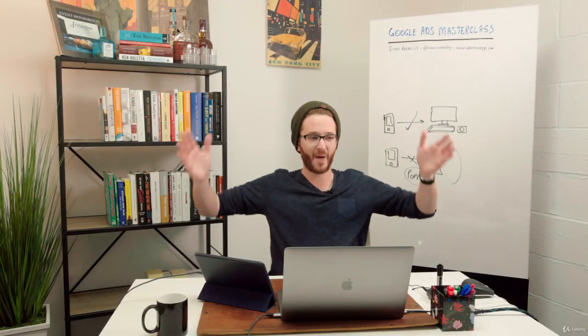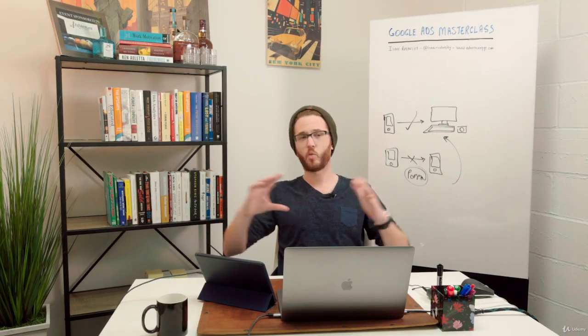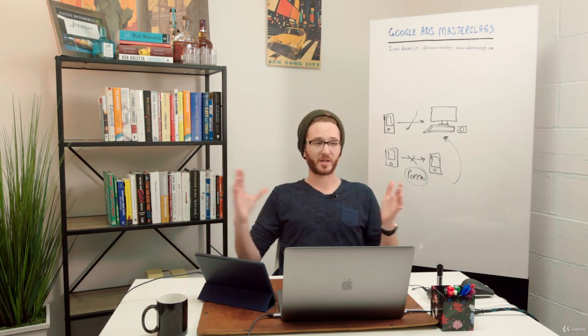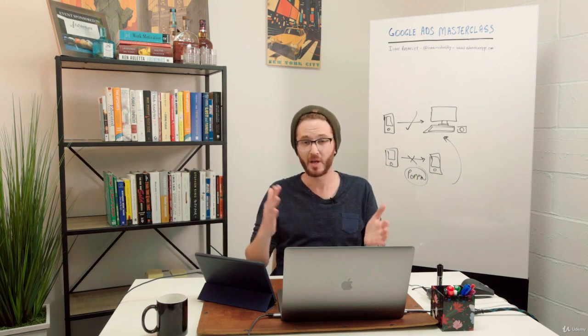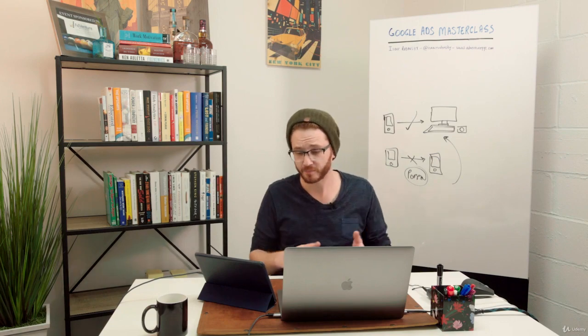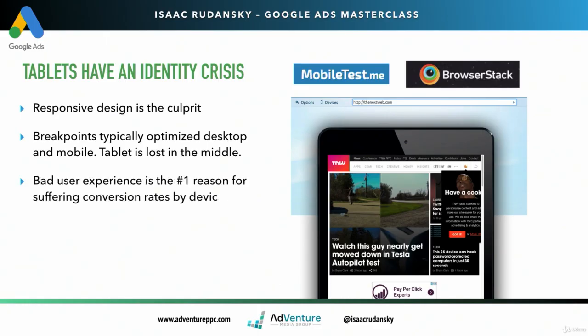You always have this weird layout. You have these large backgrounds with tiny little bits of text on wide iPads, where it's formatted for a phone, and then you have text on top of each other because it didn't reformat properly, because it's a little bit narrower than a desktop. And I think that bad user experience is the number one reason for suffering conversion rates by device.